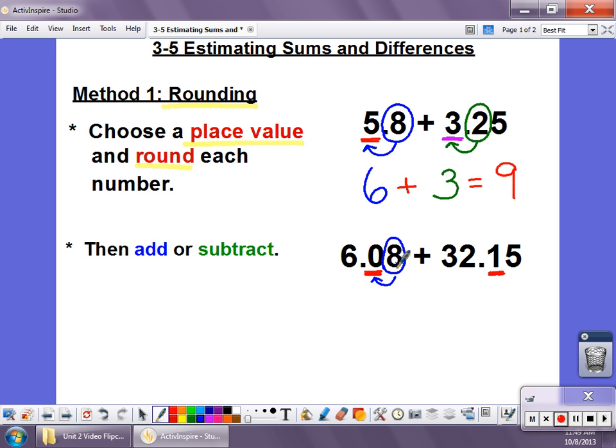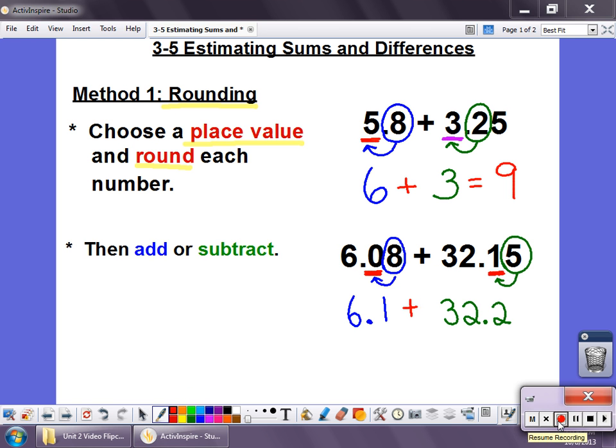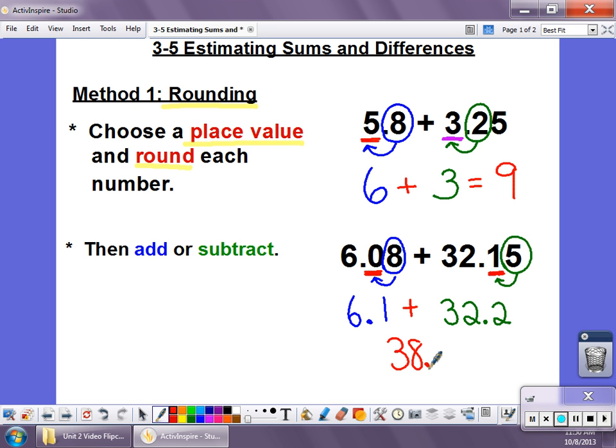So 6 and 8/100, this 8 is going to give me 6 and 1/10. My second number, when I look at my guide number, this 5 is going to change this 1 on the end to be a 2. So I have 32 and 2/10. And again, this is an addition problem, so I'm going to add these two things together. When I add these two numbers together, what I'm going to get is 38 and 3/10. Okay, and again, that's my estimate. That's not my exact answer, it's my estimate.